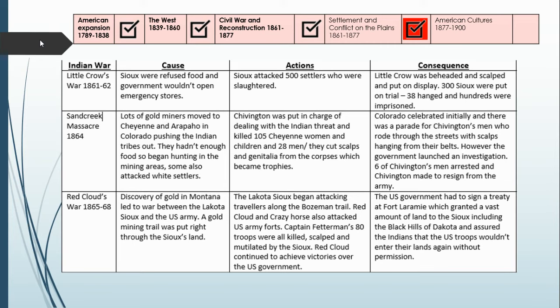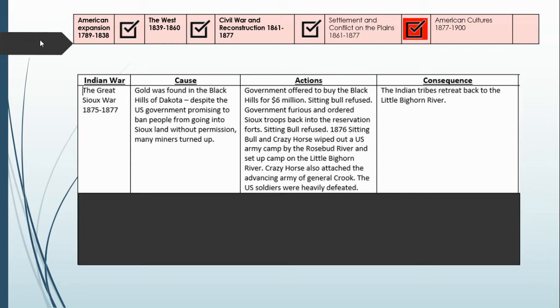The consequence then, the US government had to sign a treaty at Fort Laramie, which granted a vast amount of land to the Sioux, including the Black Hills of Dakota. Now, we've mentioned the Black Hills a few times. Remember, this is sacred land to the Lakota Sioux. They believe that their ancestors' spirits are here. So the US government give this land to the Sioux, and they assure the Indians that the US troops wouldn't enter their lands again without permission. Sadly, and probably unsurprisingly for you, this is not what happens. They make these promises, but they quickly go back on their word.